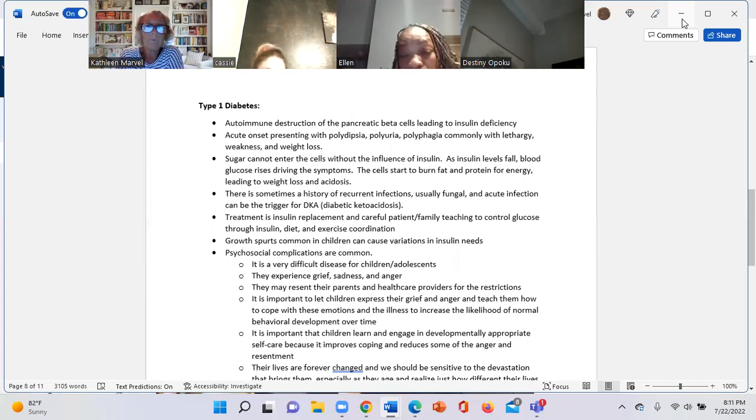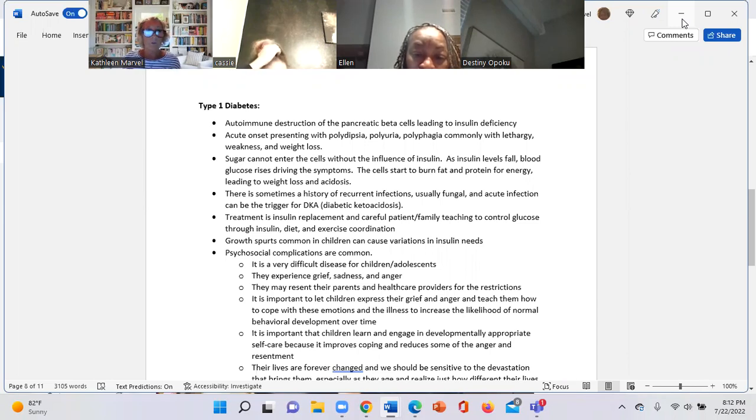Yep. So basically, sugar cannot enter the cells without the influence of insulin. So as insulin levels fall, blood glucose, blood sugars rise. And driving all those symptoms, right? And the cell starts to burn fat and protein for energy. That can lead to weight loss and acidosis. Weight loss, at least for the kids I saw in school, is kind of a red flag.